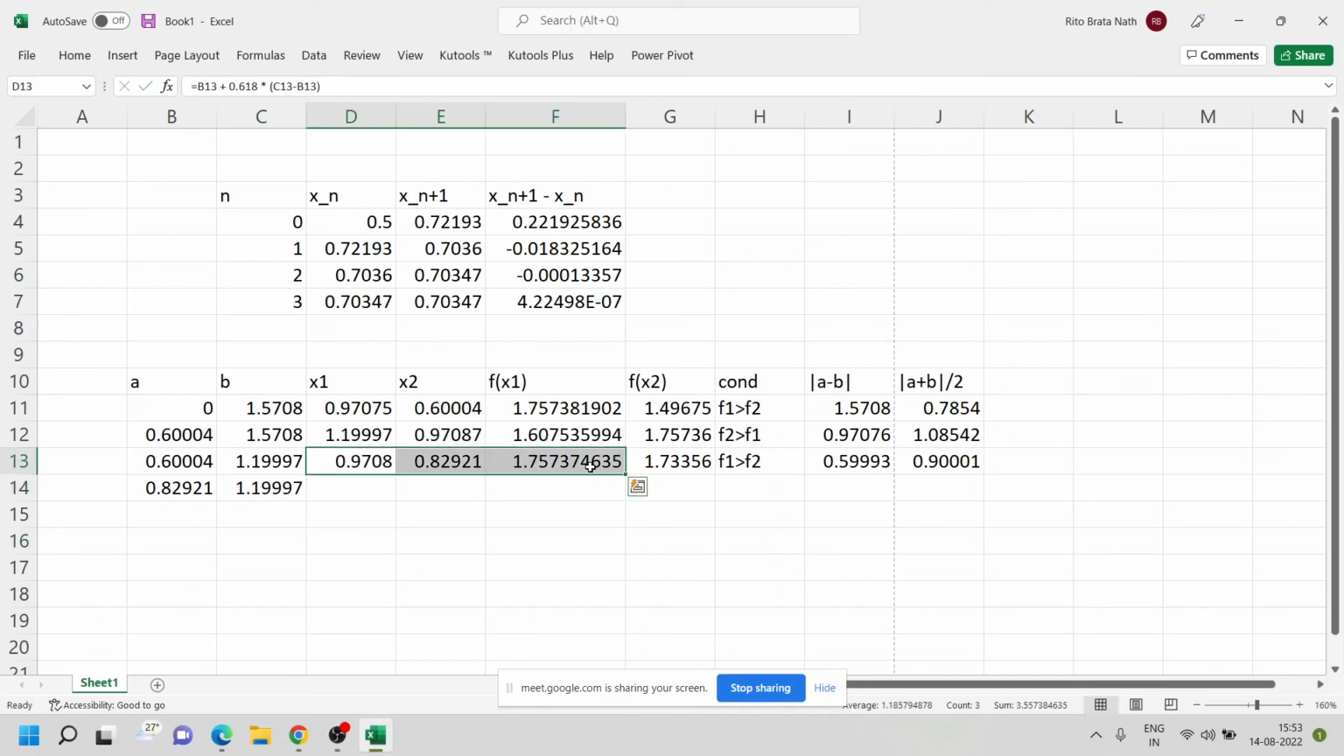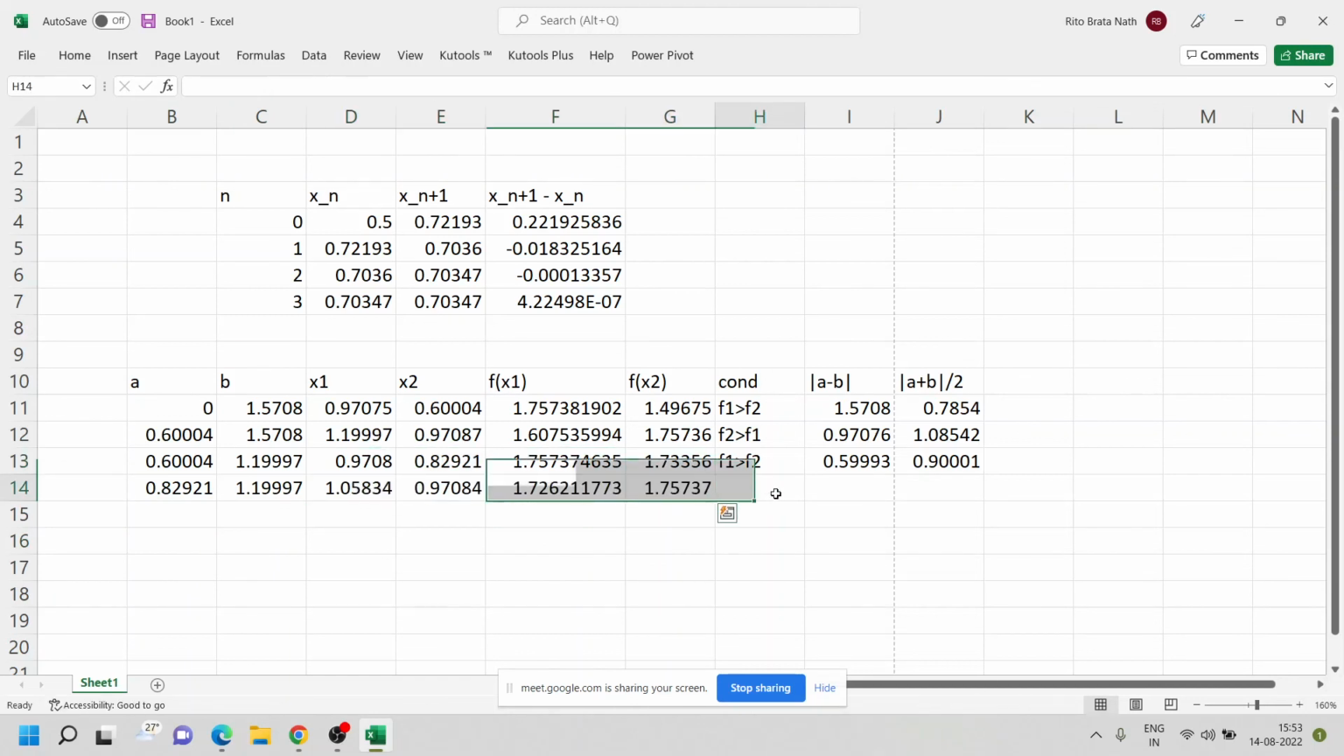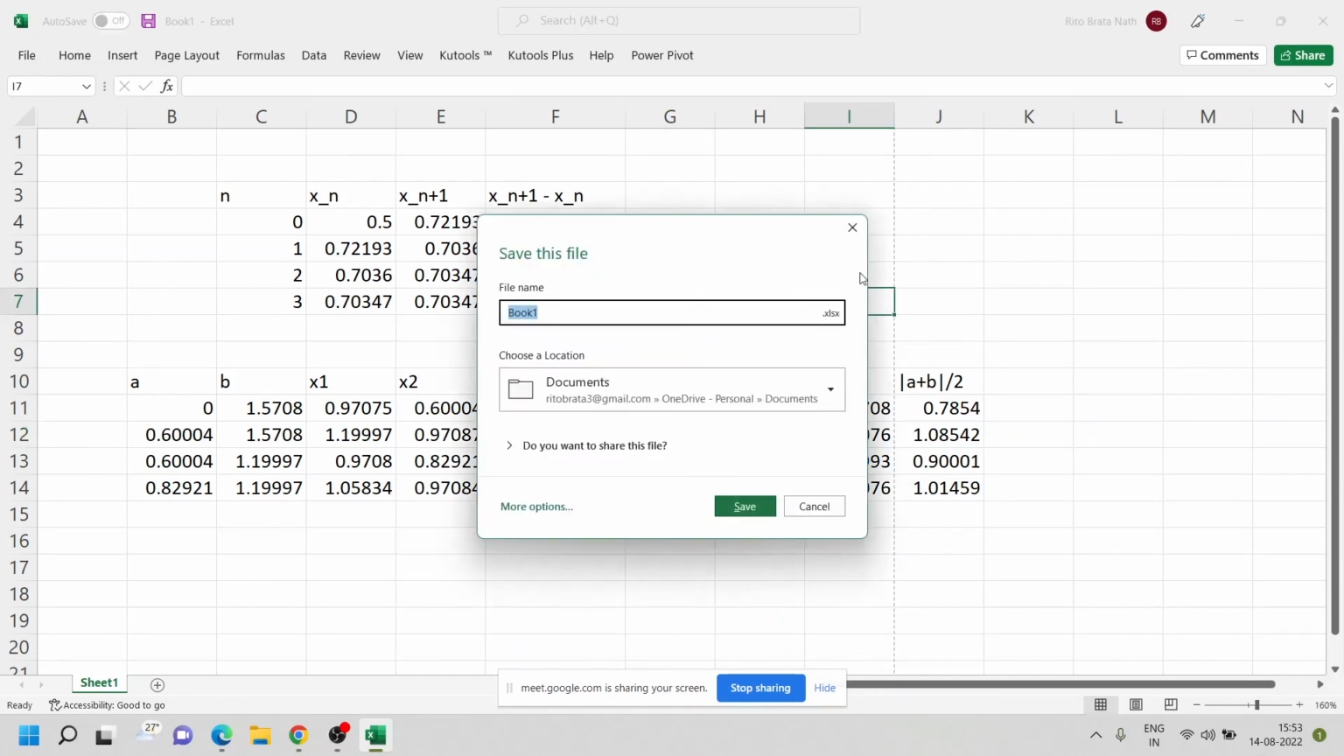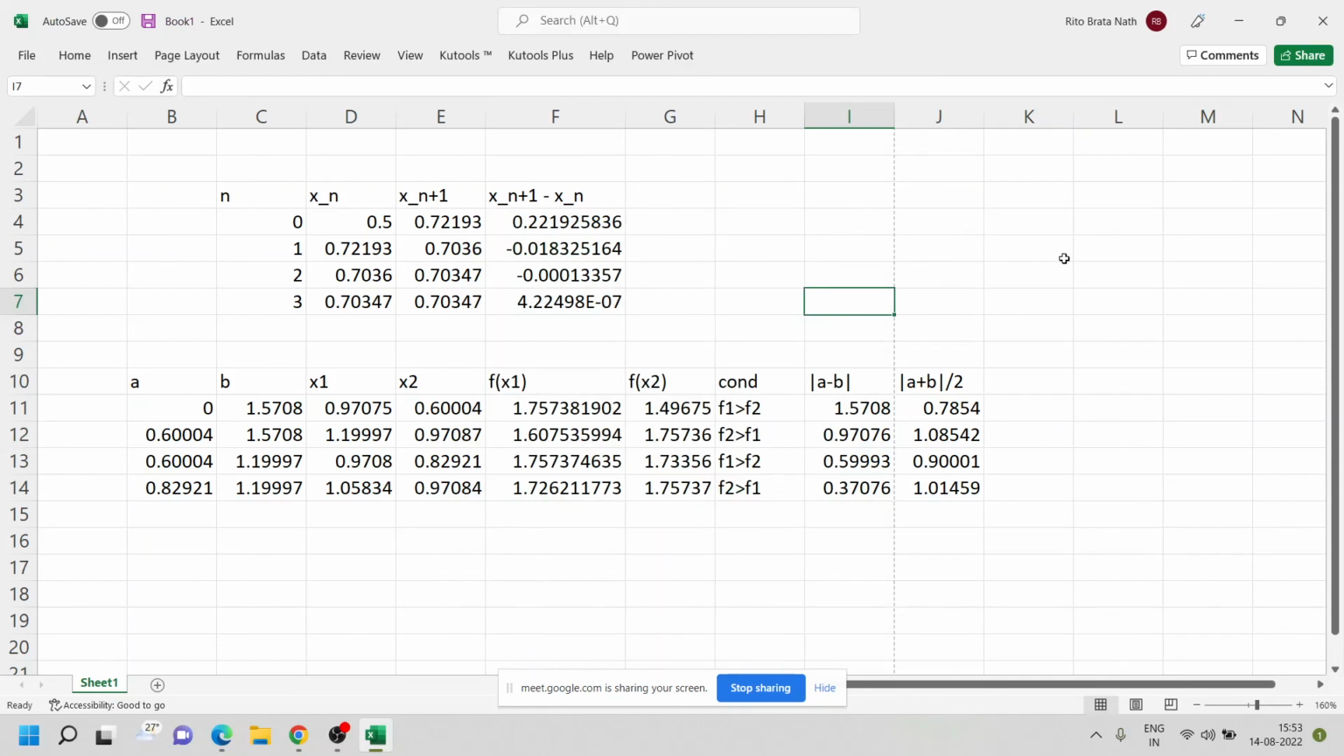Now your F2 has become greater than F1. So this way you can solve this problem. I'm not going into the detail of it now because I think that should be clear when you do it yourself as well. So I'll stop here because it's almost 4.